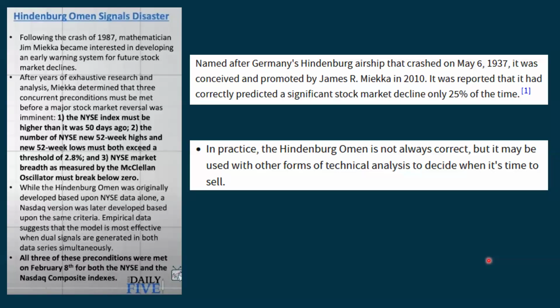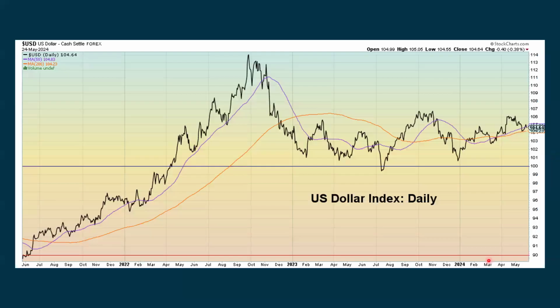Here's again the instructions and the explanation of the Hindenburg Omen if you're interested in that. The last thing that we look at is just the dollar. When it's going up, that tends to pressure the market. When it's going down, that gives relief to the market because the exchange rate is more favorable with a weaker dollar. So stocks tend to like it when the dollar is going down.